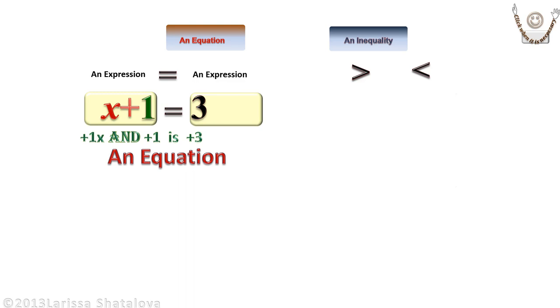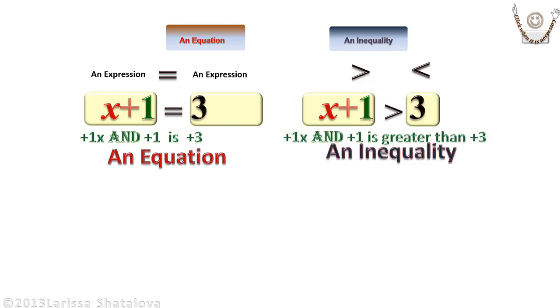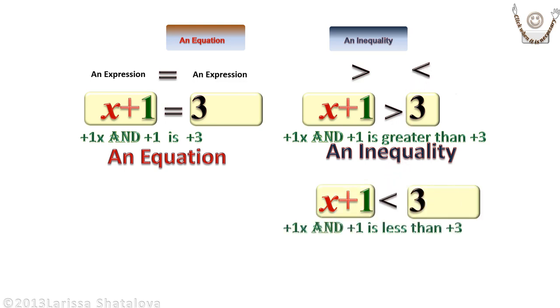Now, if we have two expressions and one of them is greater, in this case x + 1, then we can read this as x + 1 is greater than 3. This is an inequality. Or the right side can be greater than the left, so we can read it as x + 1 is less than 3. This is also an inequality.